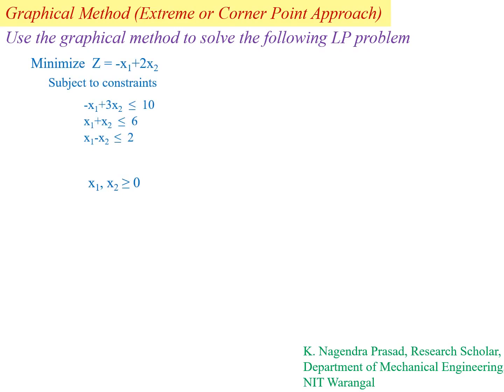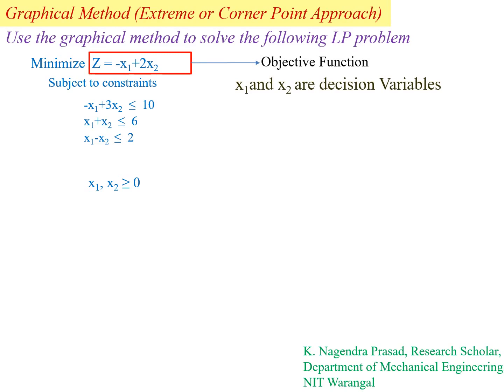Minimize z equal to minus x1 plus 2x2 subject to constraints minus x1 plus 3x2 less than or equal to 10, x1 plus x2 less than or equal to 6, x1 minus x2 less than or equal to 2, and x1, x2 greater than or equal to 0. Here, minimize z equal to minus x1 plus 2x2 is the objective function, and x1, x2 are the decision variables, and these are the constraints.